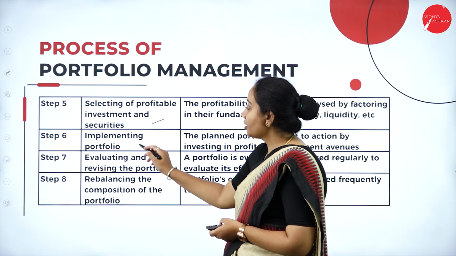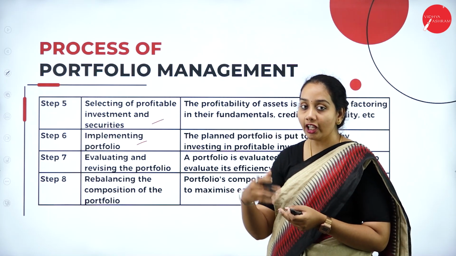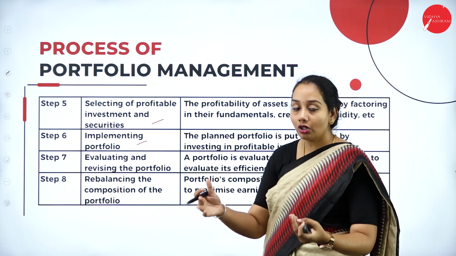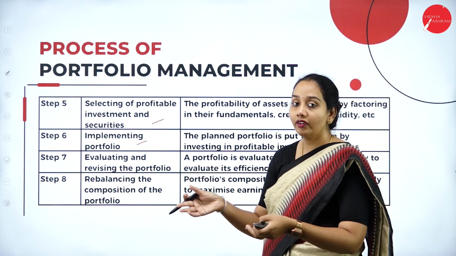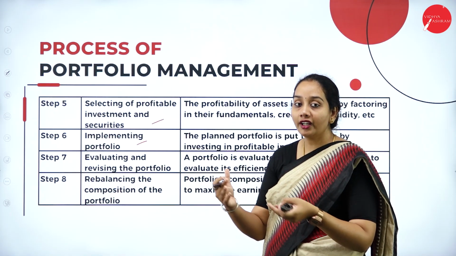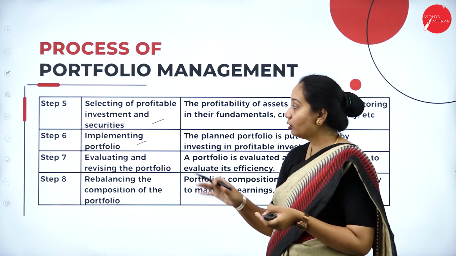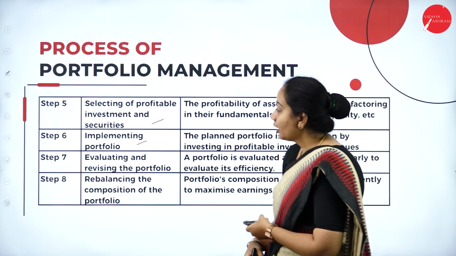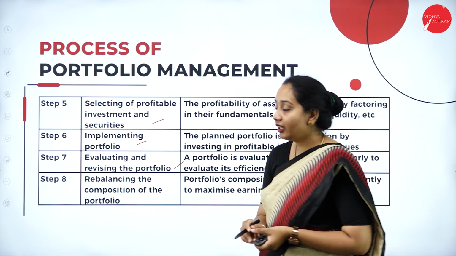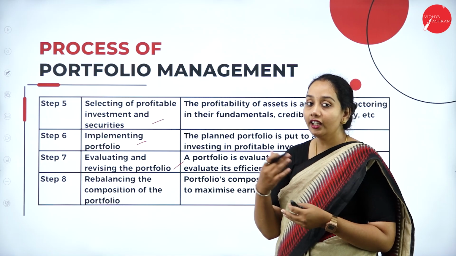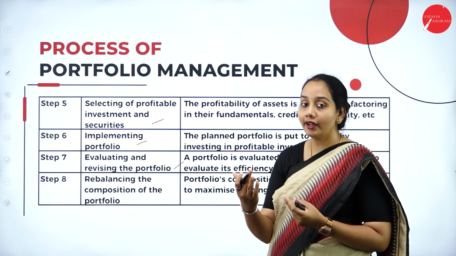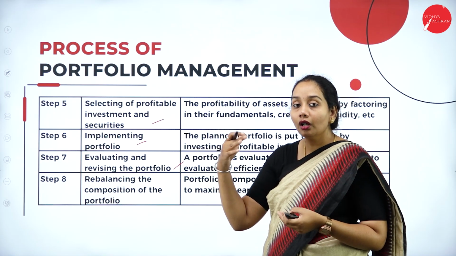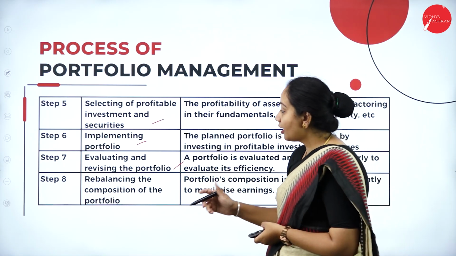Then the sixth step is implementing the portfolio. That means purchasing such portfolio projects, like I have told: stocks, debentures, commodities, derivatives, mutual funds, insurance policies, etc. Buying those is called implementation of the portfolio projects. Then the seventh step is evaluating and revising the portfolio. Continuous monitoring of the performance of such stocks or financial assets is needed in order to reduce your risks.